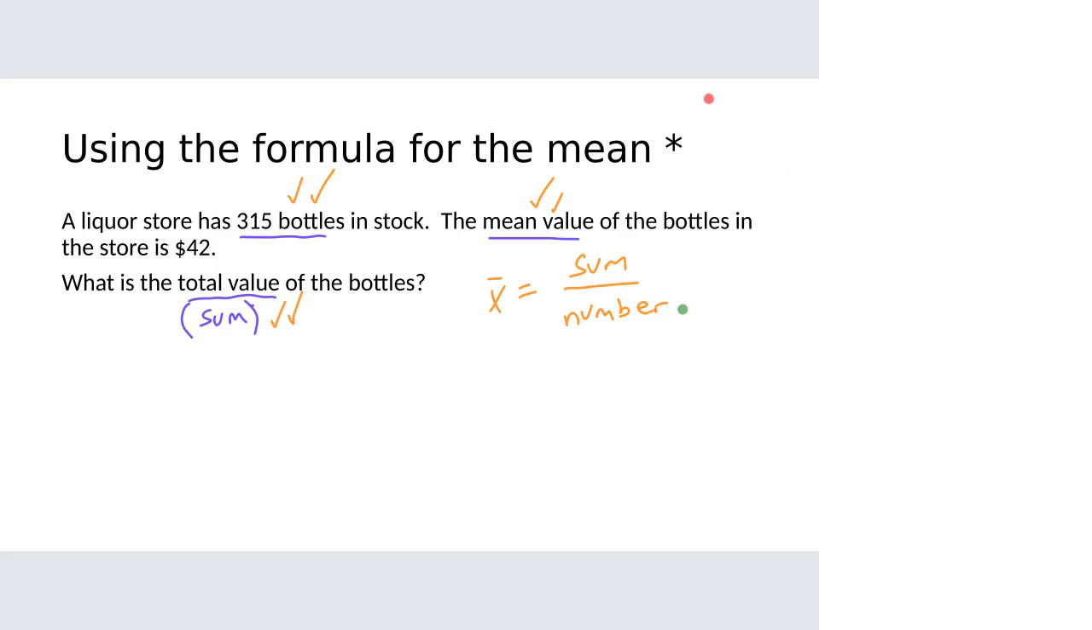All right, so now let's go ahead and find the total value of these bottles. Let's see, the mean value was $42, so we'll put that where the mean is. The sum is what I'm looking for, the total value. And then there are 315 bottles in stock. That's the number of data points I've got. To get sum by itself here, we need to multiply by 315 on the right so that those cancel. If we multiply by 315 on the right, we also have to multiply by 315 on the left. And we find out that the sum, the total value of all those bottles, is just 315 times 42, or $13,230.